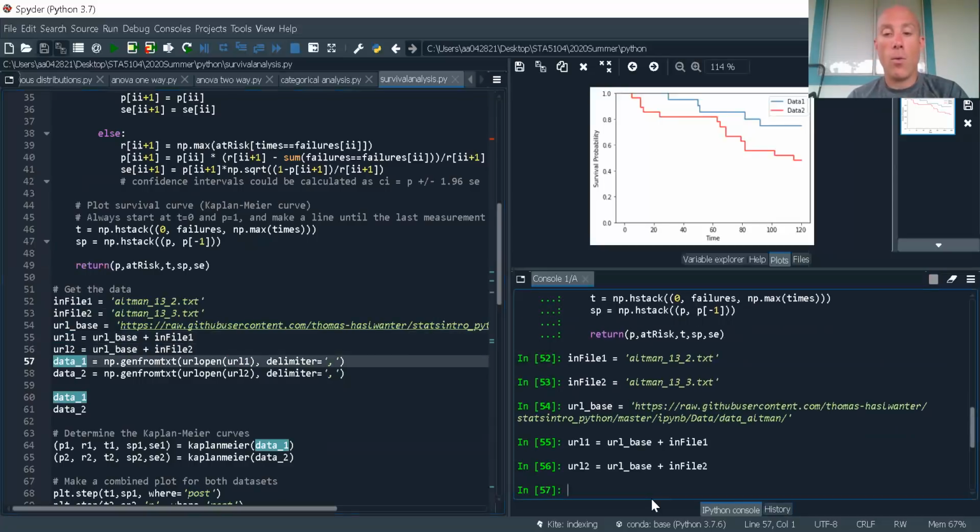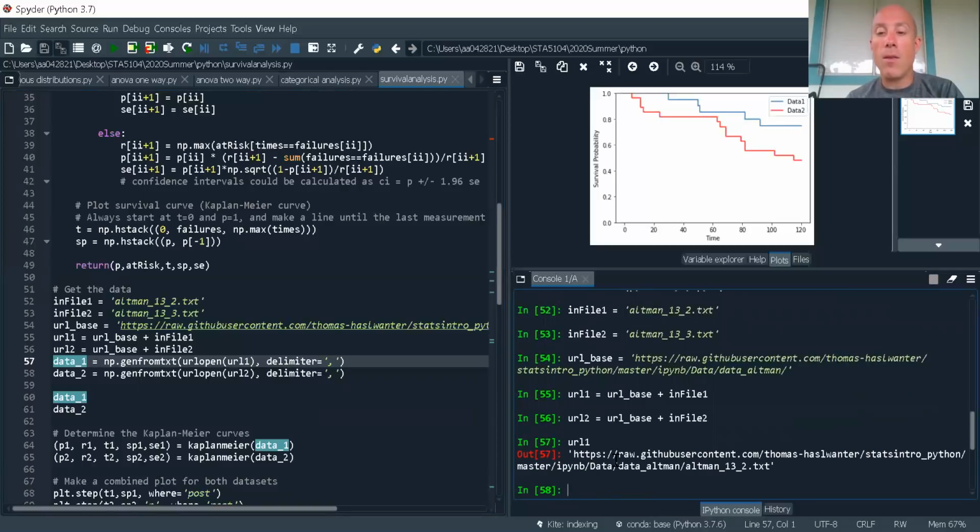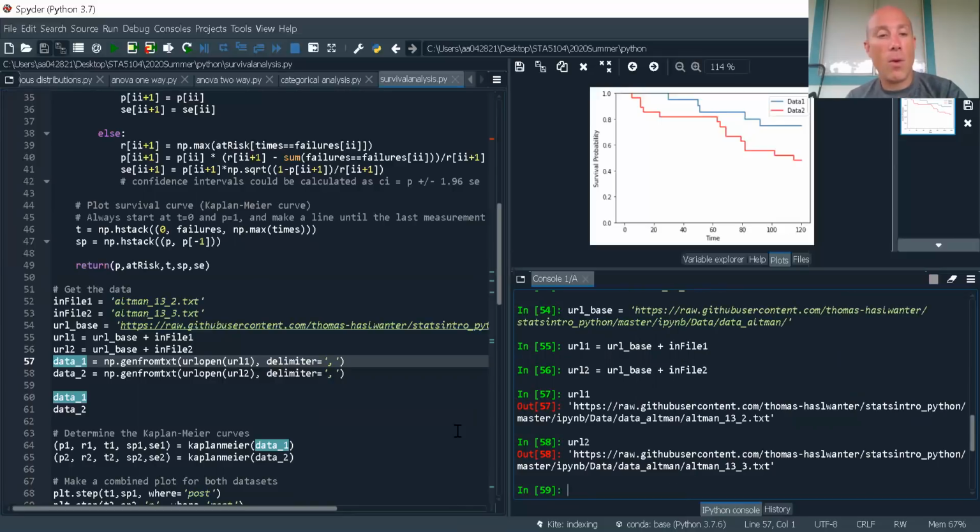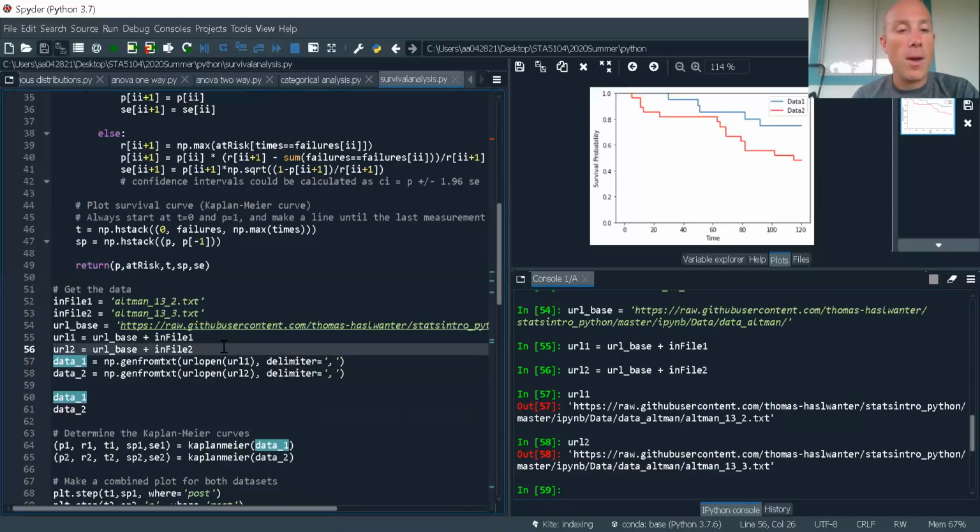Let's take a look. So we go URL 1. We can see that it is the whole URL. It is the base with file 1 concatenated on. URL 2, very similar. Now what we're going to do, we're going to pass the URLs to the urlopen function, and this is going to grab the data.